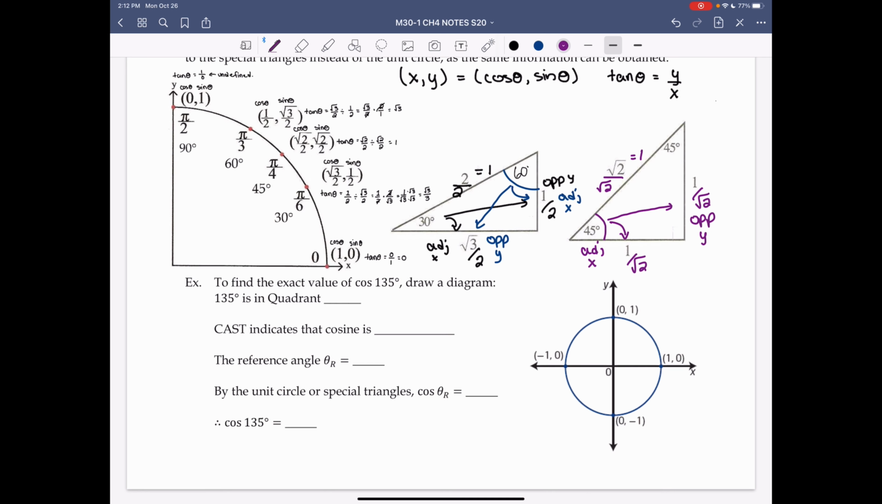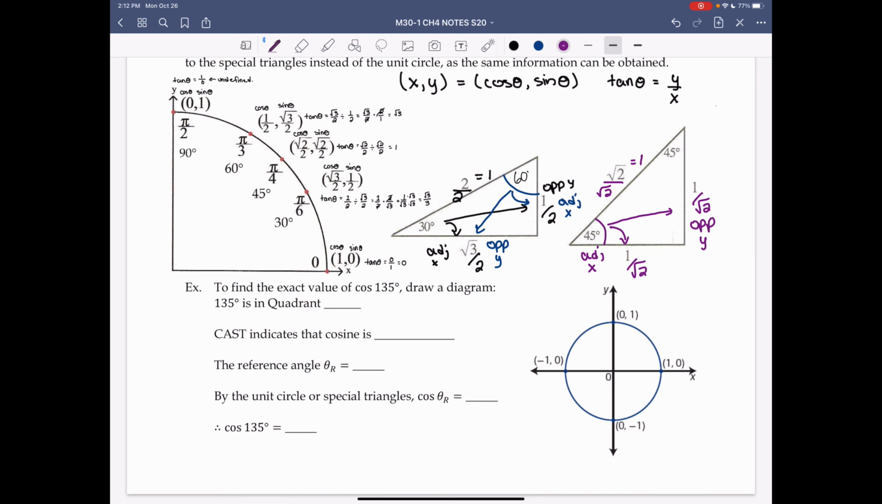So let's do an example. To find the exact value of cos of 135 degrees, draw a diagram. 135 degrees is in quadrant blank. So 135 degrees is more than 90, but less than 180. So it'd have to be in quadrant 2.